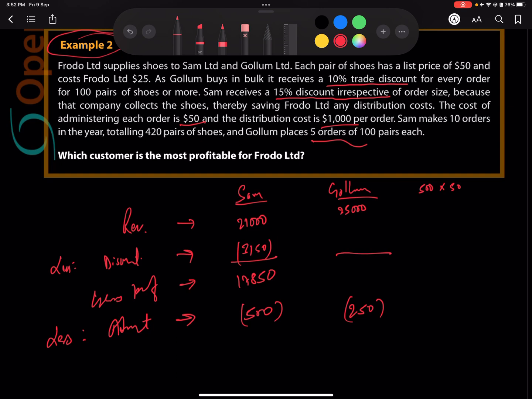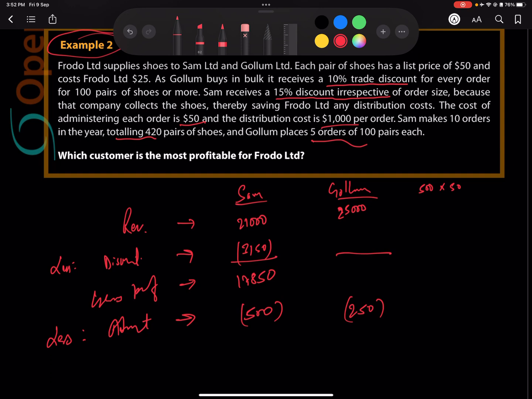420 times 50, it's 21,000. What have I done? Totaling. Okay, so it's 10 orders, totaling 420, right? In this, 5 orders of 100 pairs each, right? So it's going to be 500. Okay, fine, that's fine. So 25,000, right? 25,000 is there.